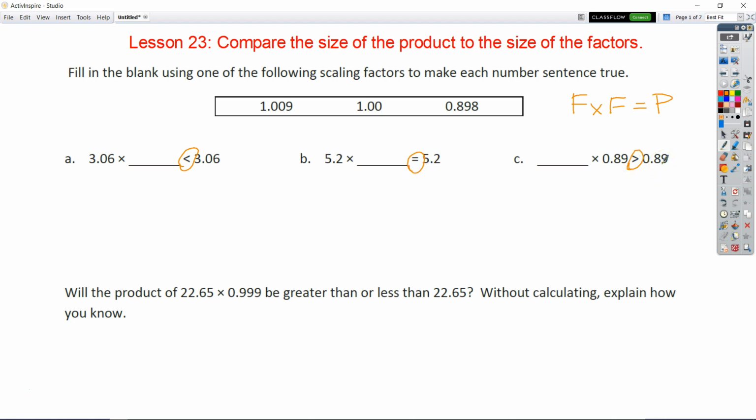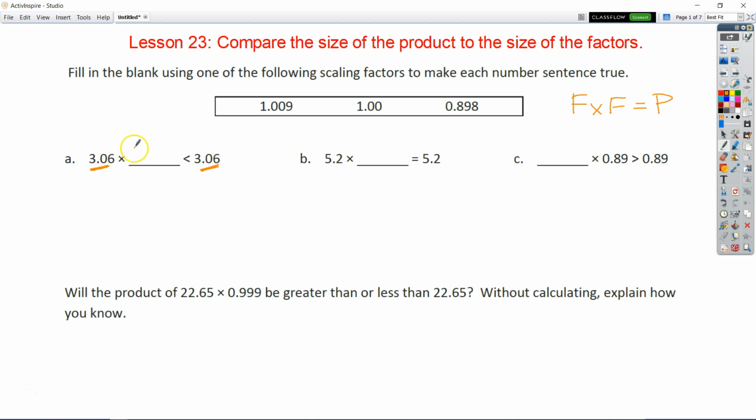So in order for these statements to be true, let's read the directions first. It says fill in the blank using one of the following scaling factors. These are my three scaling factors to make each number sentence true. If you notice, the scaling factors are the numbers that are not going to be the same. So here I have 3 and 600ths, and I have 3 and 600ths. Therefore, we know that 3 and 600ths is equal to 3 and 600ths.